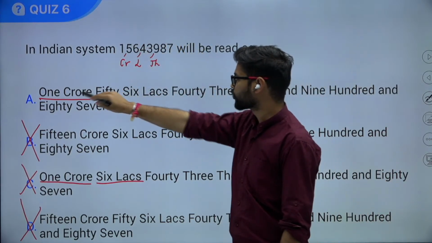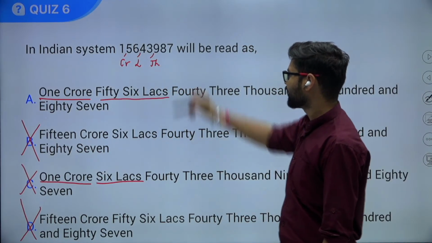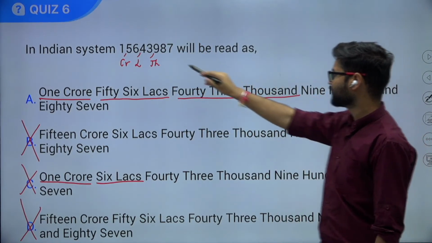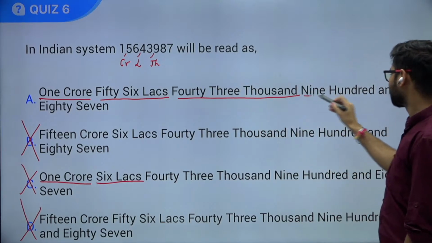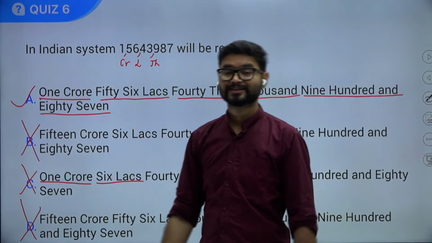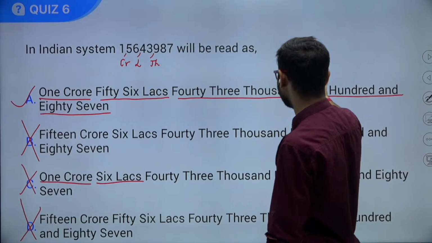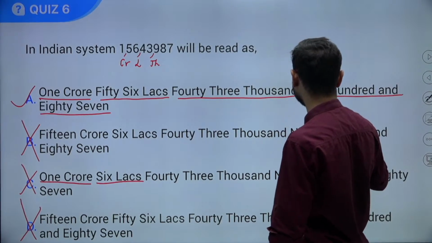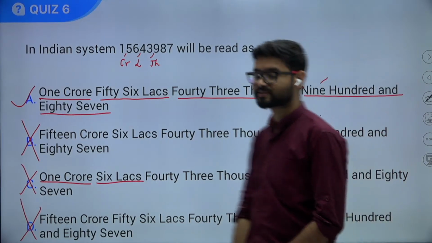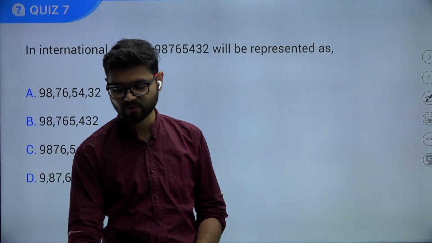So 1 crore, 56 lakhs, then we have 43,000, and then 987. Option A is the right answer. So that is how, guys, we can do that. In this entire session, we have learned about the Indian system of numeration. In the next session, we will be learning about the international system of numeration.